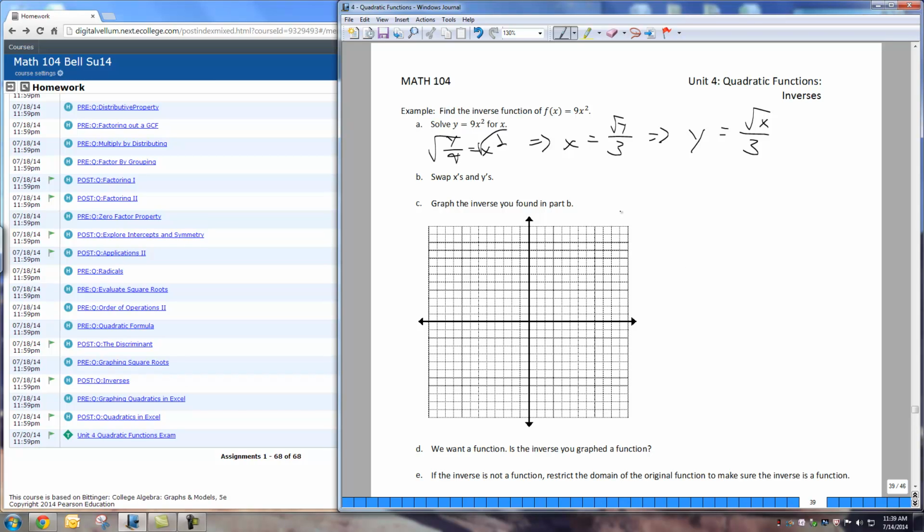Graph the inverse. So we still have, when x is 0, y is 0. When x is 1, y is 1/3. When x is 4, y is 2/3. When x is 9, y is 1, or 3/3. So this graph grows very, very slowly.